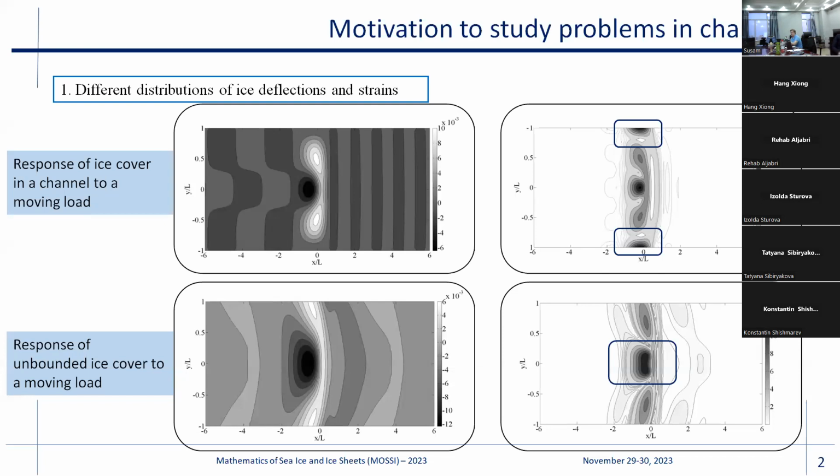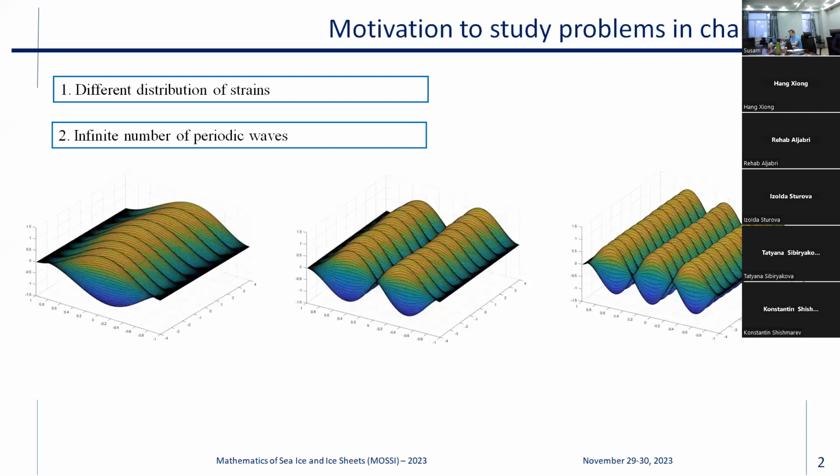The second point is that in the channel, there exists infinite number of periodic waves with different wave profiles and different wave characteristics propagating along the channel. However, only few of these waves contribute to the ice response for any external load.